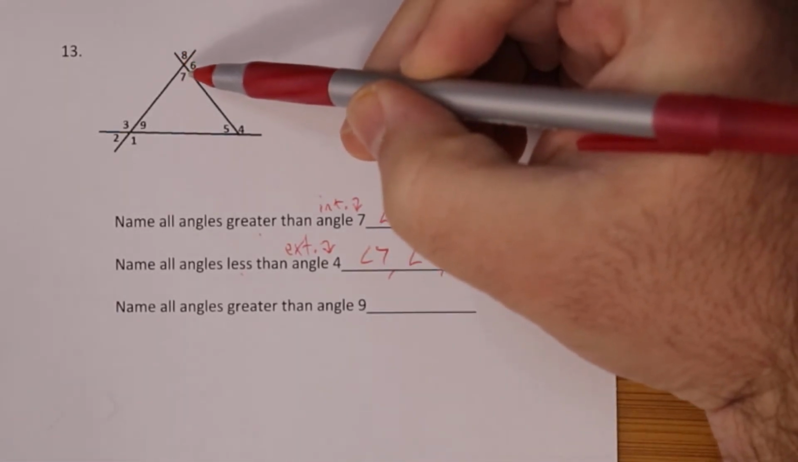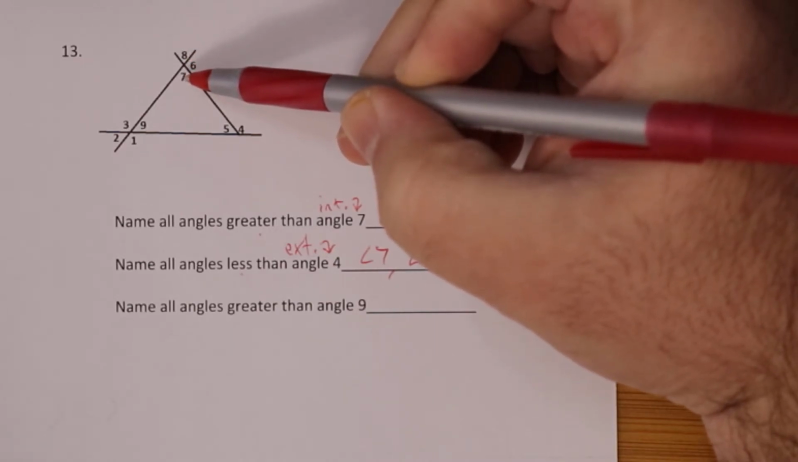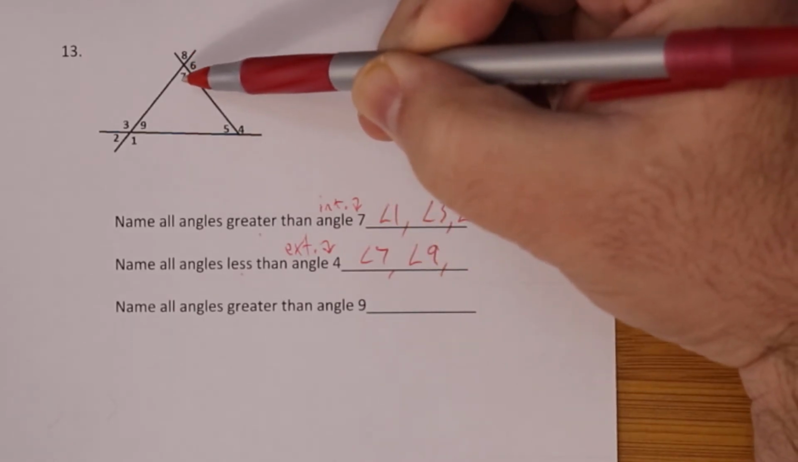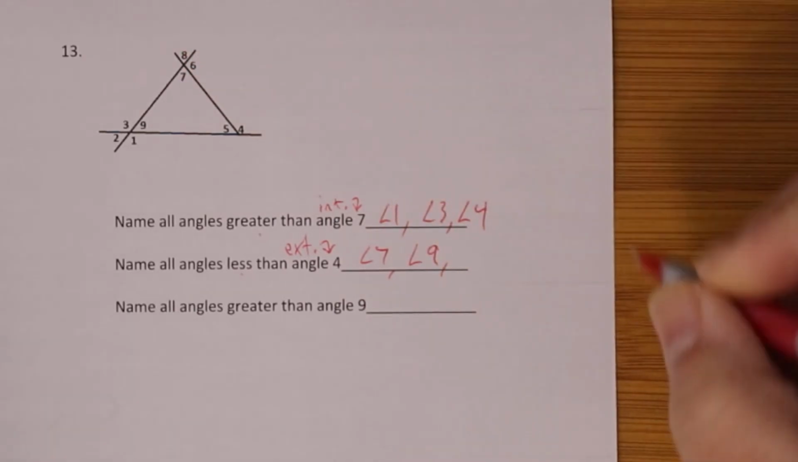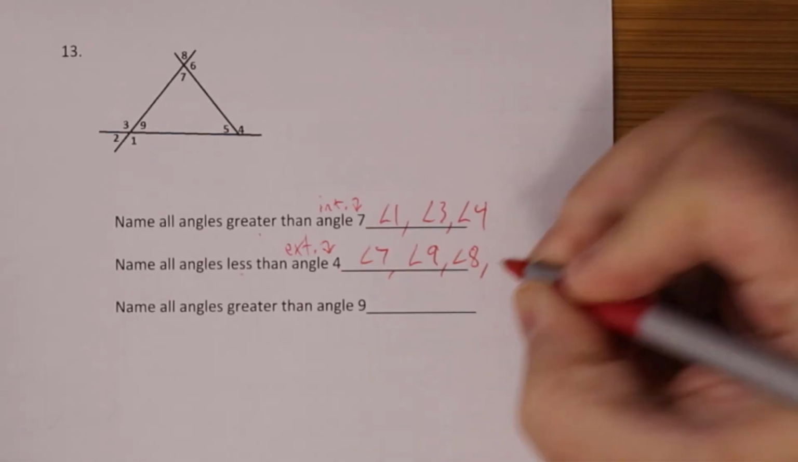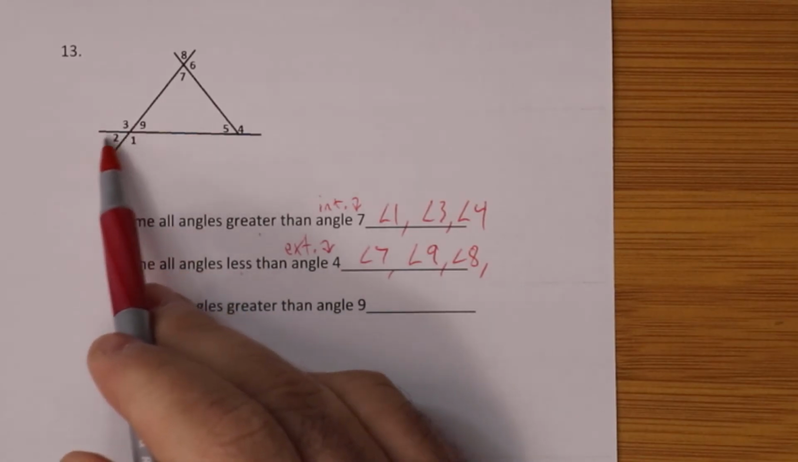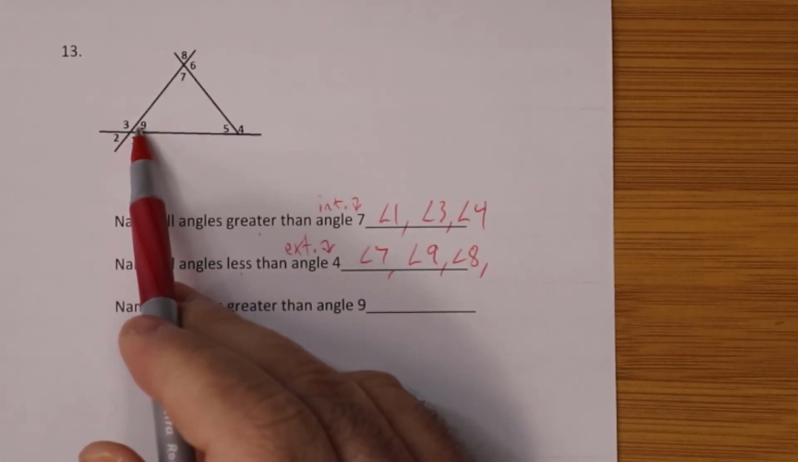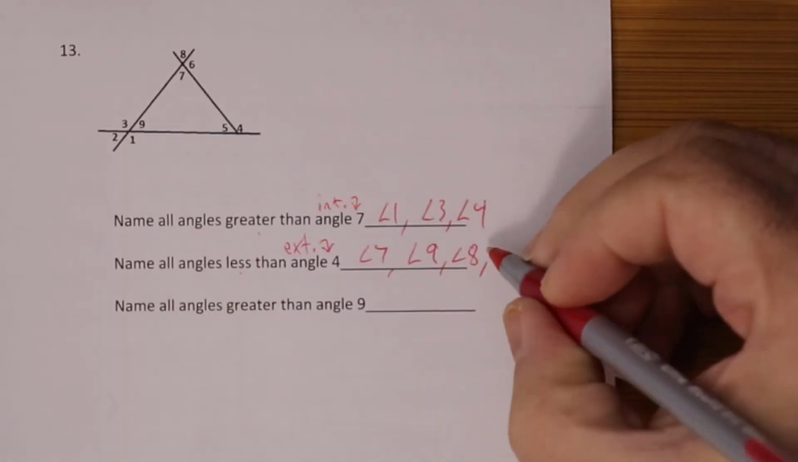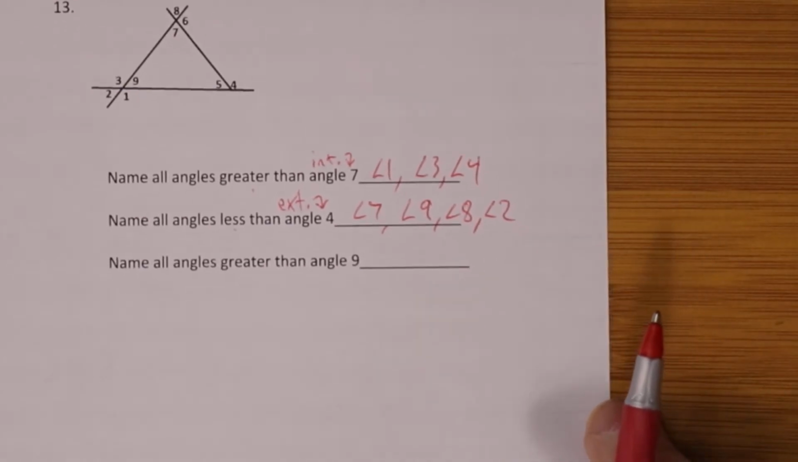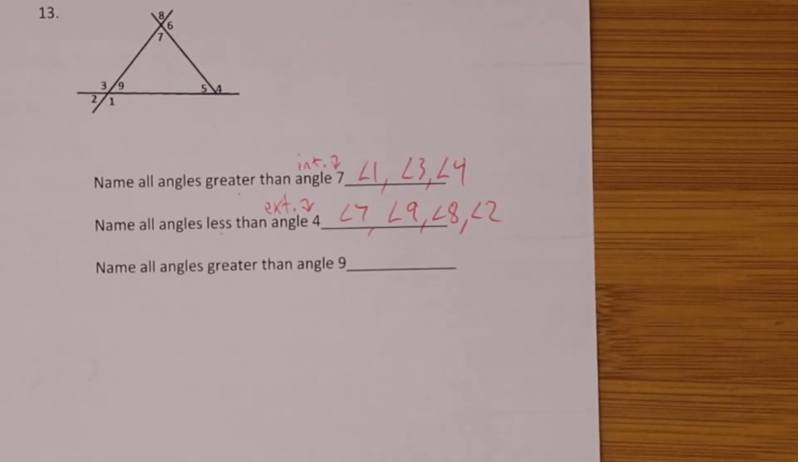If you remember from way back when, we had vertical angles, and if 7 and 8 are vertical angles, they've got to be exactly the same. So if 7 was less than angle 4, then 8 is also less than angle 4. And then same thing with 9. So we've got 9 over here. The vertical angle for 9 would be 2. So if 9 is less than angle 4, 2 is also less than angle 4. So it'd be the 7, the 9, the 8, and the 2. And that's because it doesn't specify only by using the exterior angle inequality theorem. Watch out.